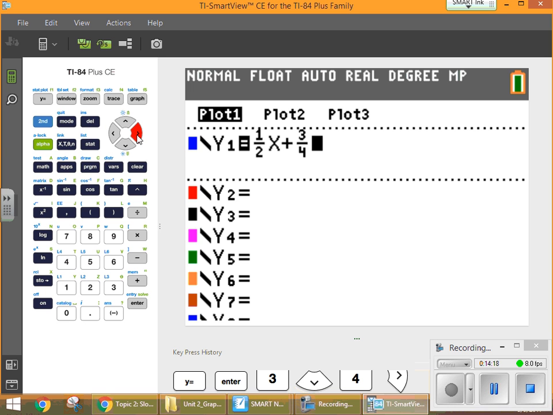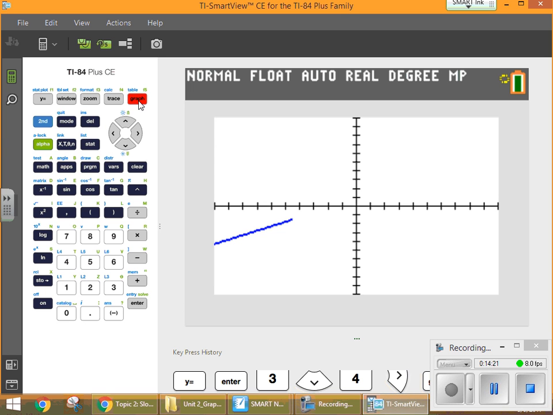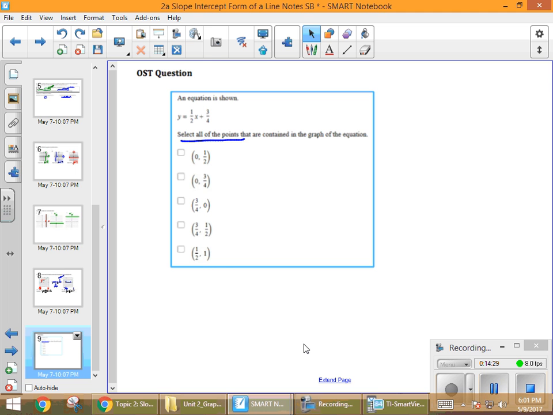Now, I'm going to look at the picture. I hit graph, and that's the graph that they just wanted you to make. In order to decide whether the points 0, 1/2, 0, 3/4, any of those are on the equation, it's going to be a little bit harder than just looking at the picture. But here's a strategy I would start with. I would first graph, which we already did, that would be the first thing I do.